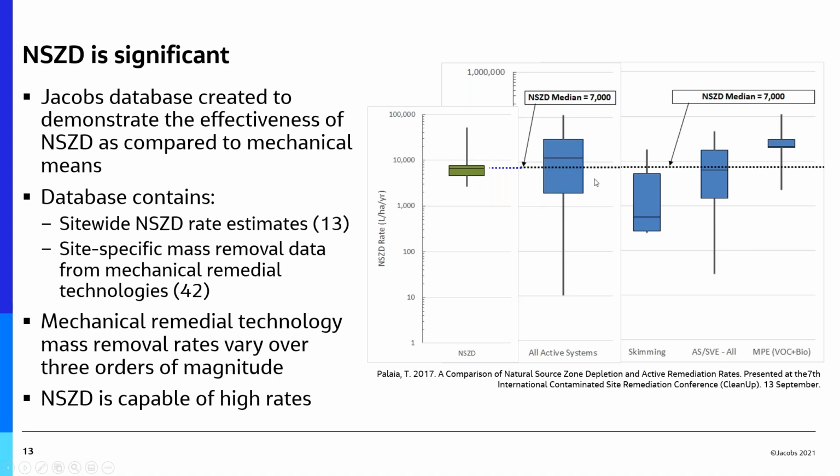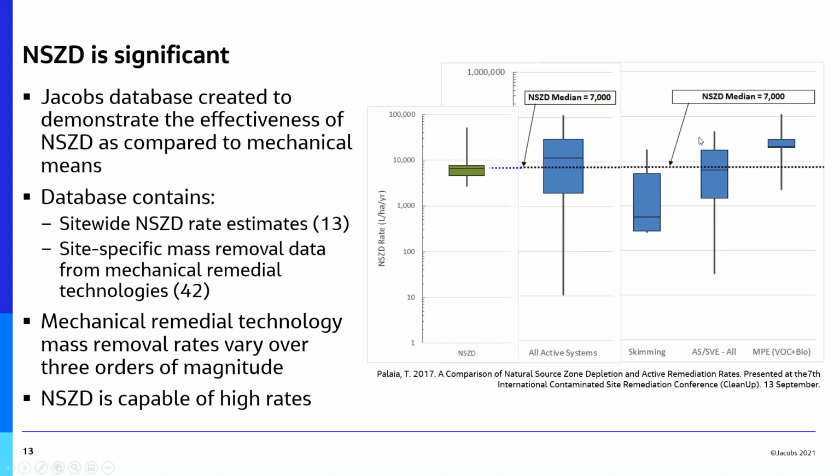So you can see, just with the dashed line going straight across here, that NSED rates on average around 7,000 liters per hectare per year, roughly 700 gallons per acre per year, fall in the range of those other types of systems, certainly better on average than skimming systems, and in the middle of the range for air sparge systems. And multi-phase extraction systems sometimes do actually perform better. But it's a limited database, so I wouldn't take away necessarily that MPE outperforms these other types of systems in general. It's just the sites and the data that I had for my sites.